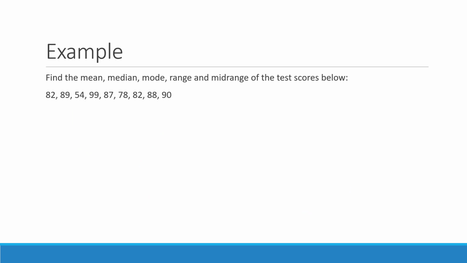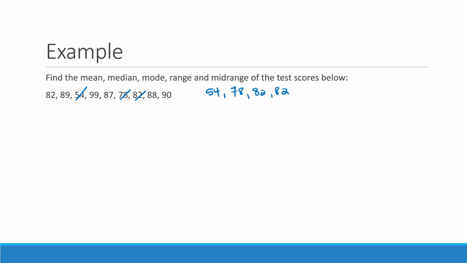So let's look at an example of putting it all together. It says find the mean, the median, the mode, the range, and the mid-range of the test scores below. The very first thing I'm going to do is go ahead and put them in order from least to greatest, because that typically just makes things easier. Scrolling down and looking at my list here, my lowest value is going to be 54. I don't have any numbers in my 60s. I do have a number in my 70s, so that's going to be 78. I'm scrolling, I'm looking at my 80s. I've got an 82. I've got two 82s.